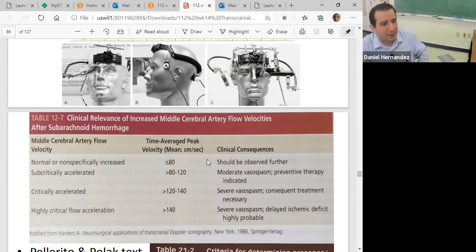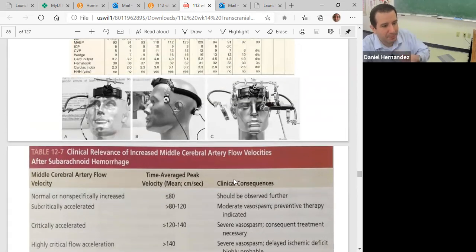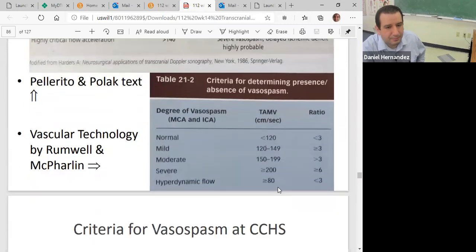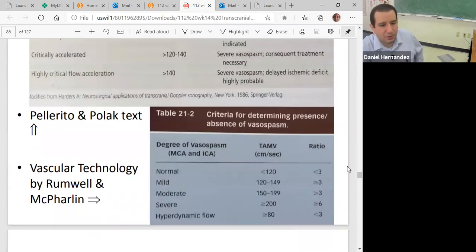So this is just a chart showing our average peak velocities or our mean velocities for our middle cerebral artery, and whether a patient would be at a moderate risk for vasospasm versus a severe vasospasm. And then this chart just shows our ratios. So this is that MCA to ICA ratio, and then our mean average velocities.